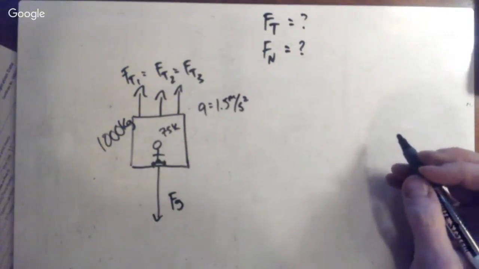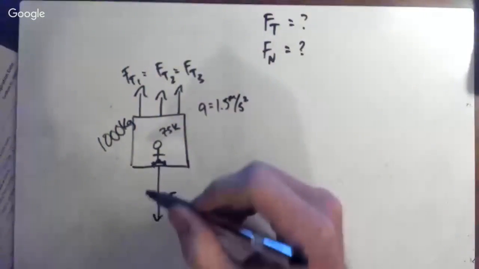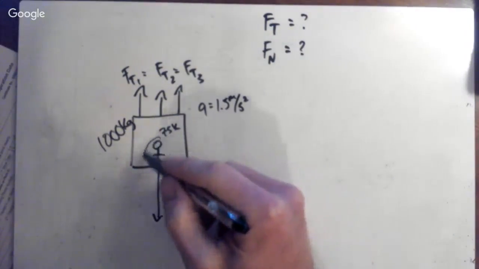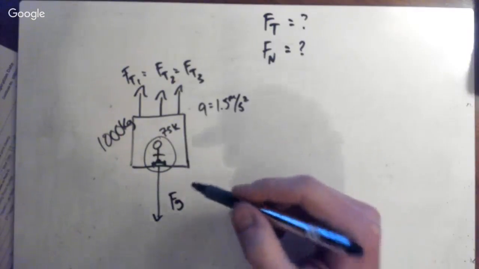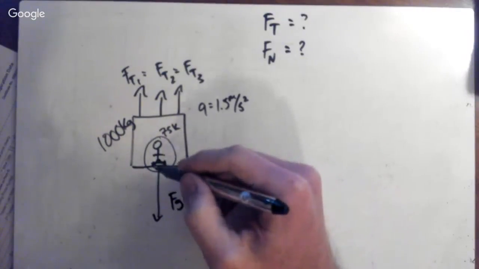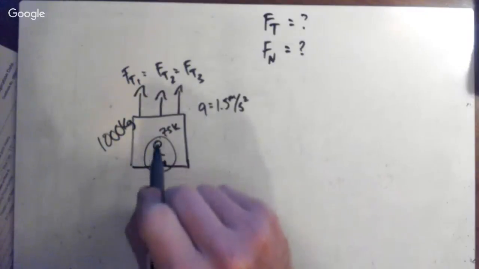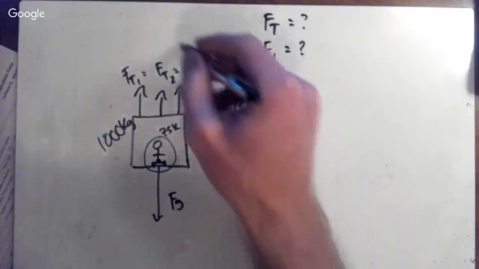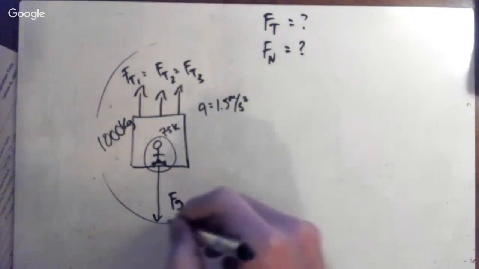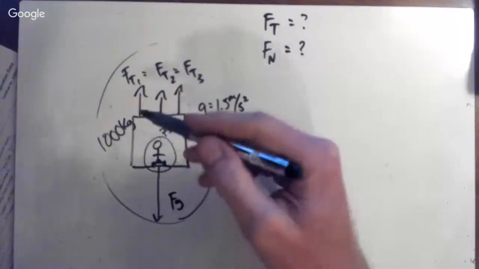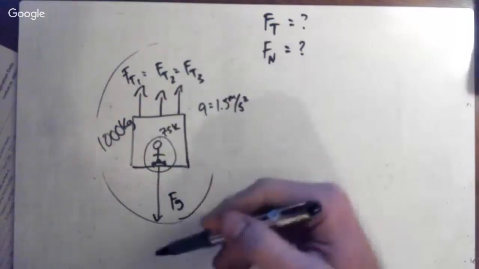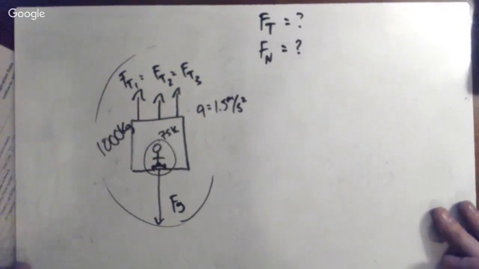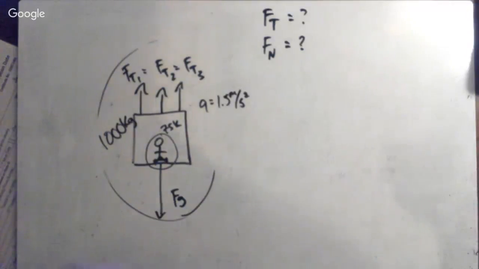Okay, so let's go ahead and get started. As you can probably tell from the way I framed this, we have two systems going on here. We have the little guy inside who is being acted on by gravity pulling him down and the floor of the elevator pulling him up. And we have the whole elevator, which is being pulled up by 3 cables and pulled down by gravity. So this is an L-level problem, but a complicated one.